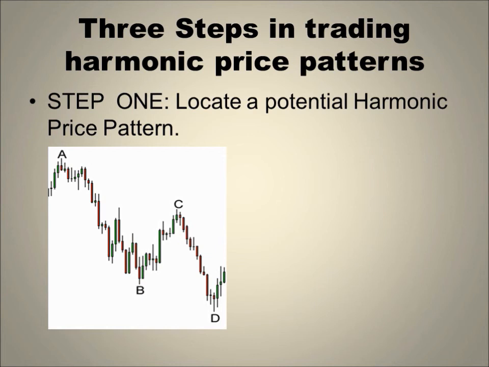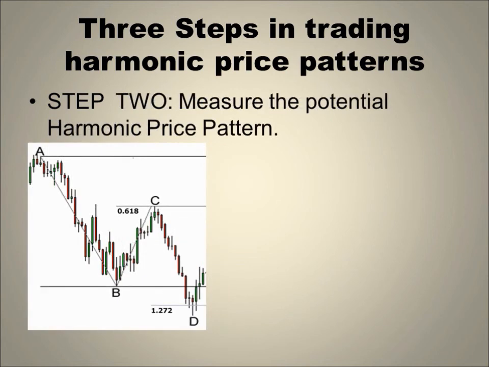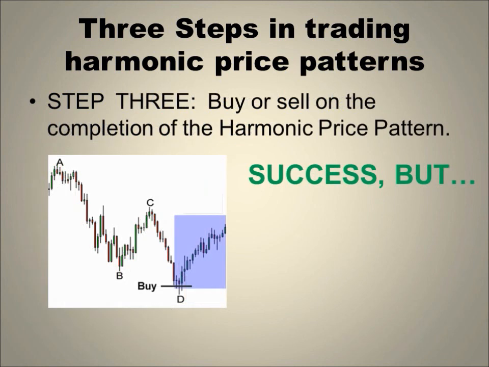So, three steps in trading harmonic price patterns. Here's how we use this in our investment strategies. Step 1, locate a potential harmonic price pattern. Here we have what appears to be a wave correcting itself. Step 2, measure the potential harmonic price pattern. We apply the Fibonacci numbers and we can have an idea as to where a line of support and resistance might be. And step 3, buy and sell at the completion of the harmonic price pattern.